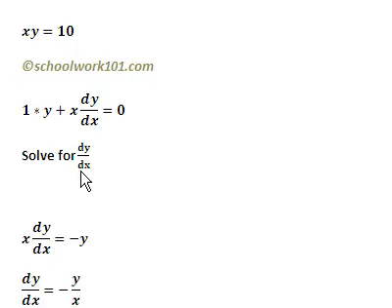Then you want to solve for dy dx. And I take the y over to the right hand side, which gives me negative y, and then multiply both sides by 1 over x, and we're left with negative y over x.